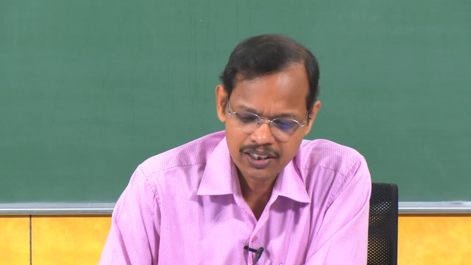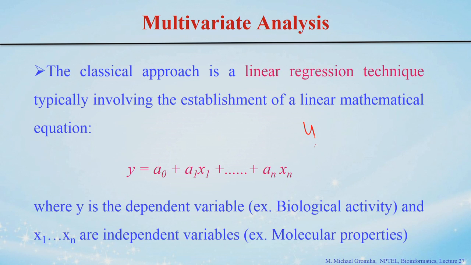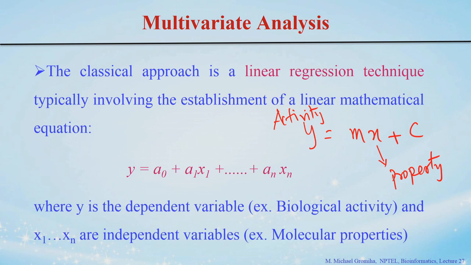The classical approach, as we know, is the linear regression technique. For example, if we have only one variable, you can easily write y equal to mx plus c. So, what is y? It is the dependent variable, the biological activity. The x is any property. What is m? m is the slope and c is the constant.